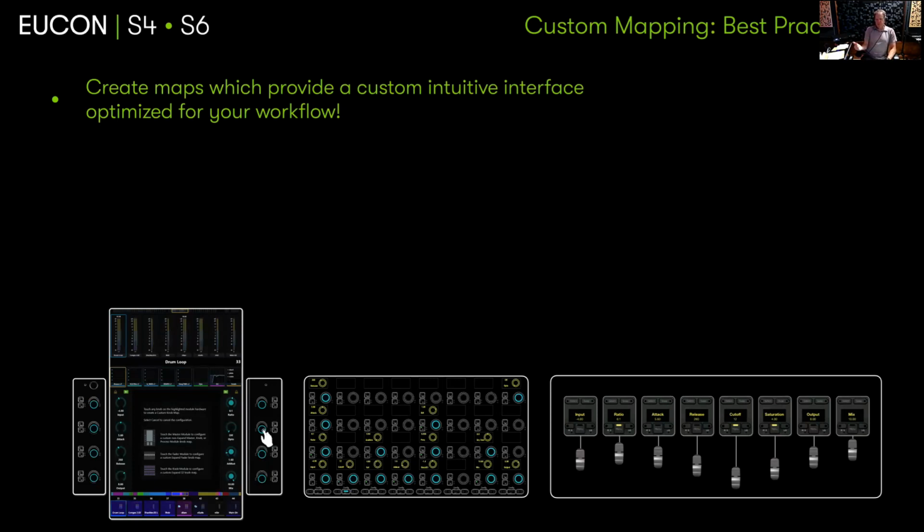So the first rule, if there are any rules, is to create a map that is intuitive and logical to you. And what I mean by that is, I approach it like grabbing a piece of outboard gear. I go and grab the input on a Distressor, and that is always that knob, right? So my brain says this big knob on the left here first is input.